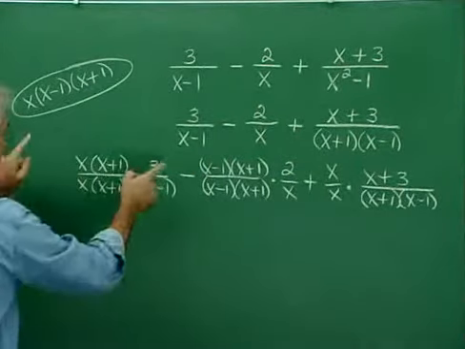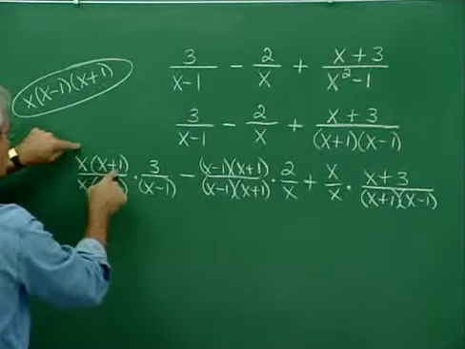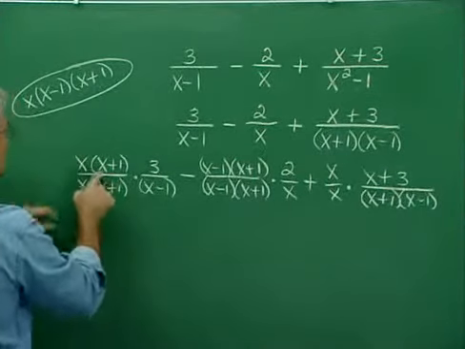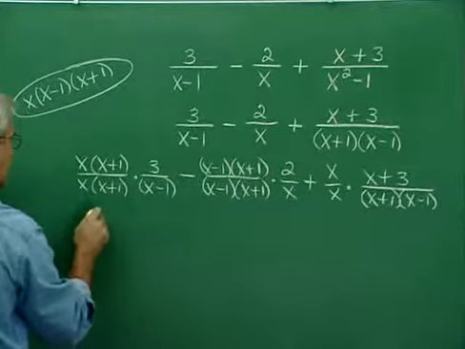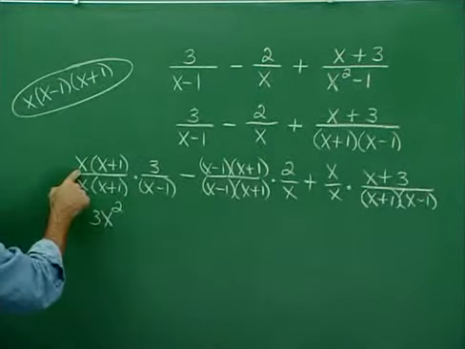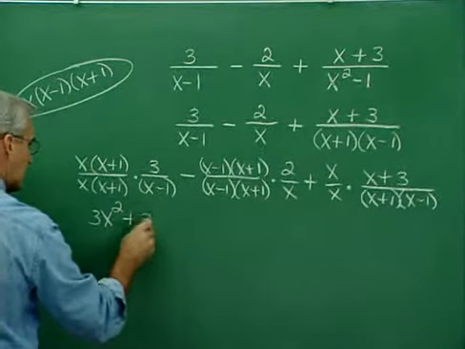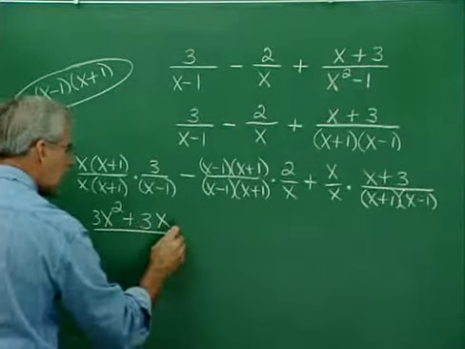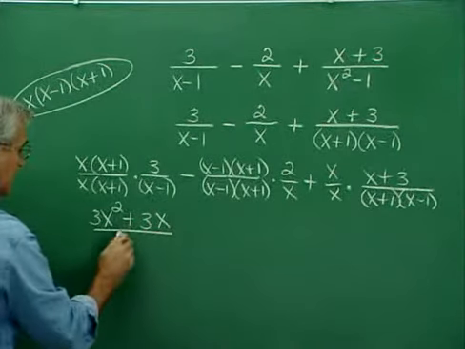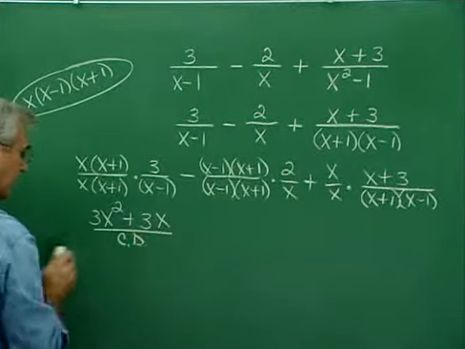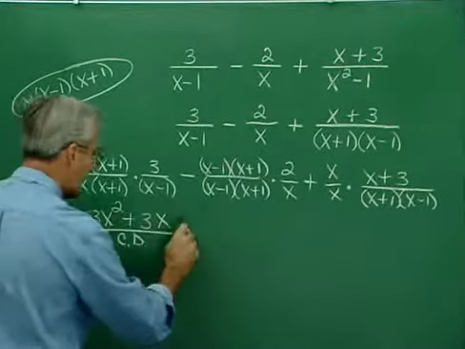In the numerator here, we have 3 times x plus 1. Now that's 3x times x is 3x squared. 3x times 1 is 3x. And all of this is over the common denominator. Now, in the interest of time, I'm going to put CD for common denominator. All right, then over here we have minus.